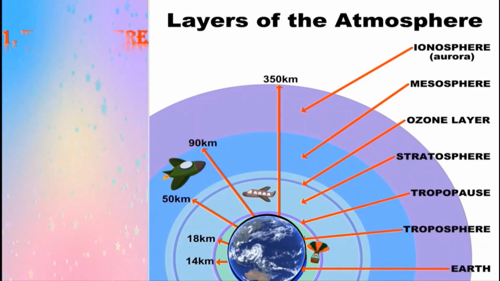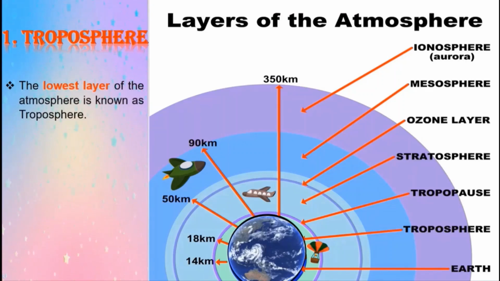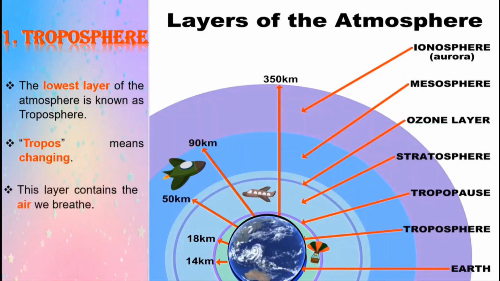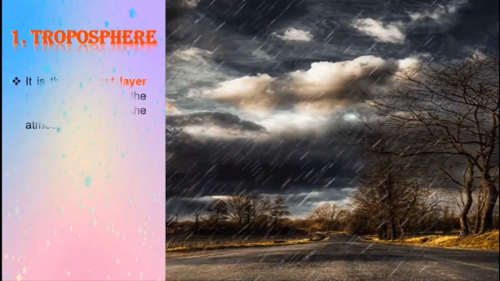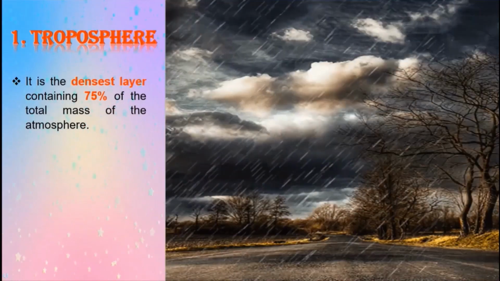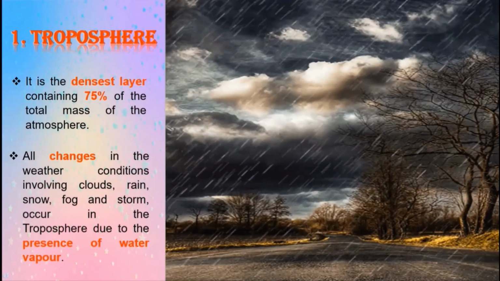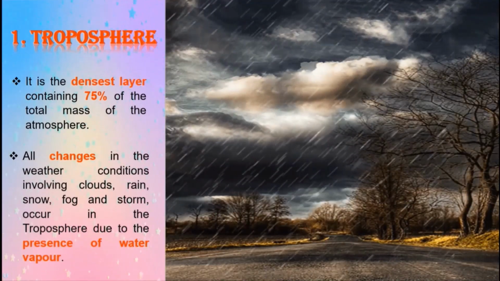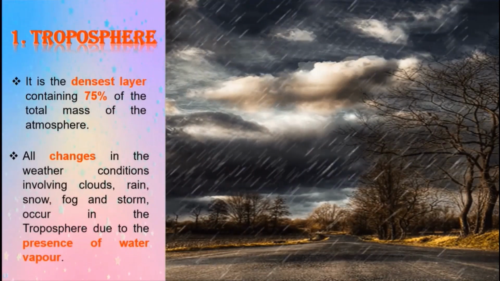The first is the troposphere. The lowest layer of the atmosphere is known as the troposphere. Tropos means changing. And remember students that this layer contains the air that we breathe. The troposphere is called the densest or thickest layer as it contains 75% of the total mass of the atmosphere. All changes in the weather conditions involving the clouds, rain, snow, fog, and the storm occur in the troposphere due to the presence of the water vapor.